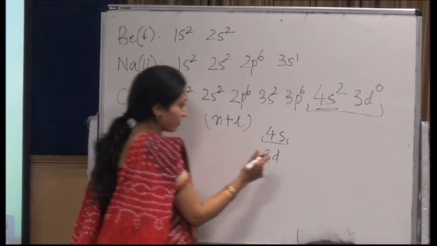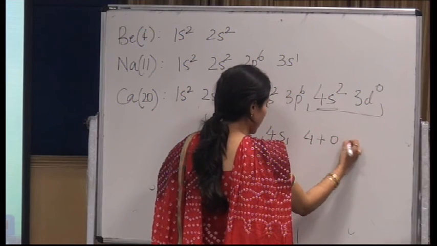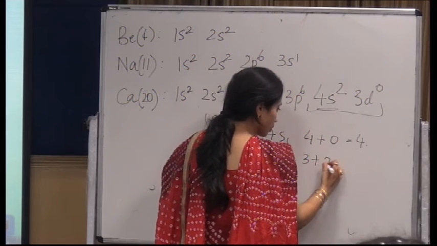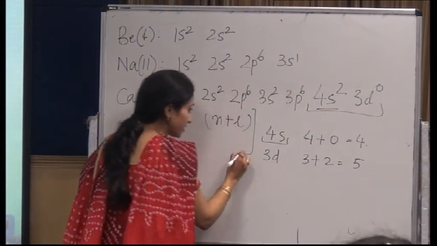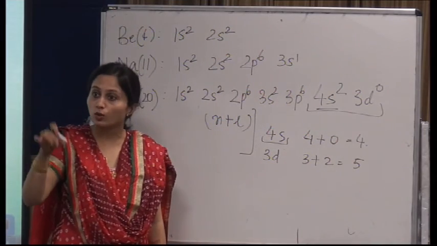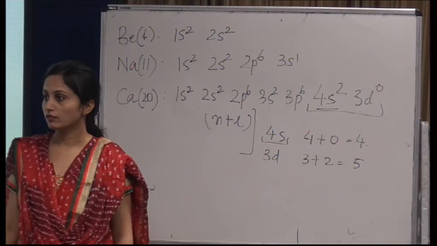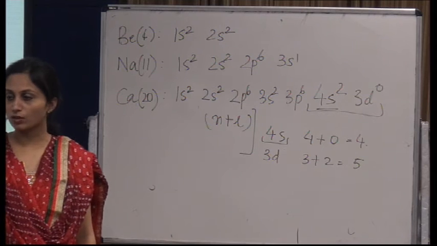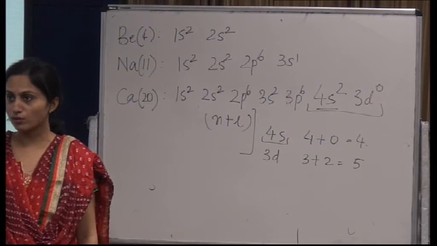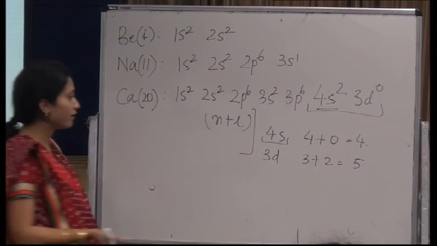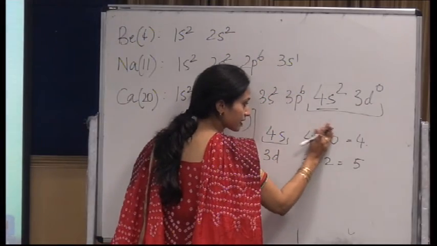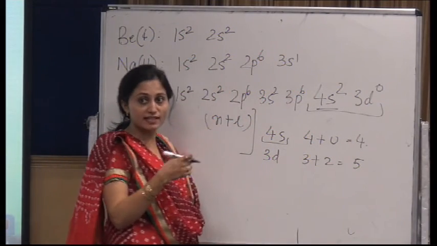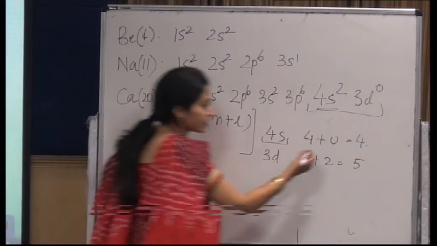In this case for 4s what we have is 4 plus 0, so that is 4. And for 3d you have 3 plus 2, that is 5. So according to the n plus L rule, whichever orbital has a lower value of n plus L will get filled first. n is the principal quantum number, L is the azimuthal quantum number, 0, 1, 2, whatever value you have. L is equal to 0 for s, L is equal to 1 for p, L is equal to 2 for d.